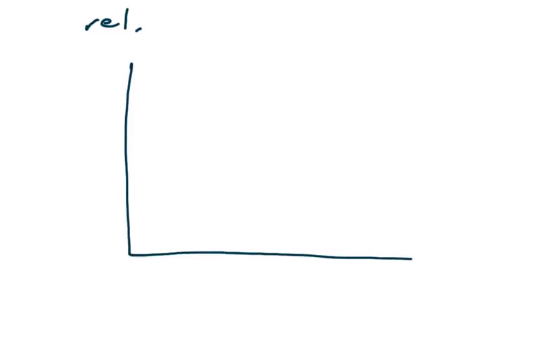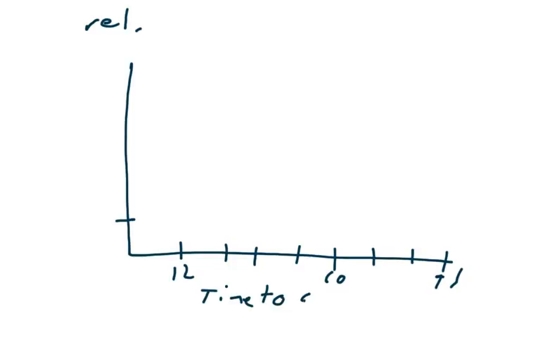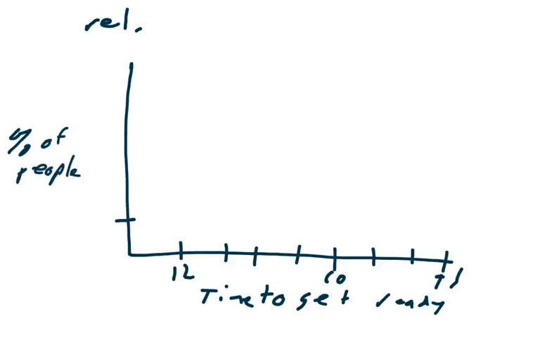So on this page I'm going to make the relative frequency graph. So 12, 24, 36, 48, 60, 72, 84, 96. And so this is time to get ready, and this is percent of the people. And since we're only going up to 0.272, I'm going to make this 0.05, 0.1, 0.15, 0.2, and 0.25.